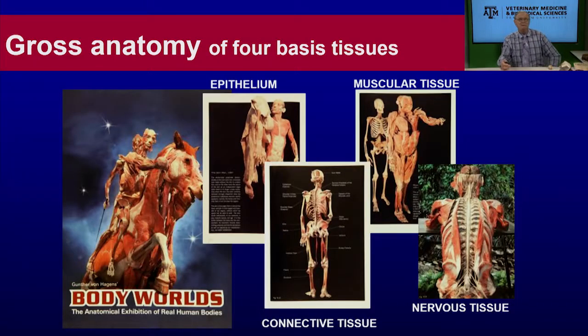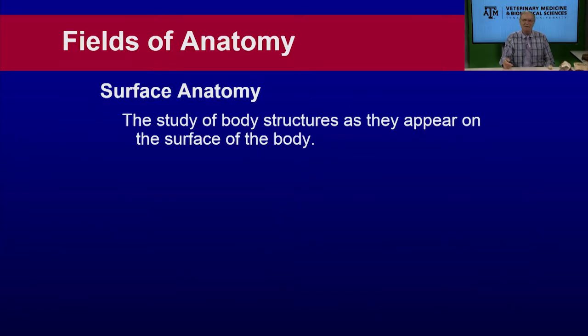Okay, here we see the gross anatomy, but epithelium, of course, is the epidermis coming off. The muscle, the guy has walked, his muscle has walked out of his skeleton. And then we see connective tissue, of course, is the skeleton. And then we see the nervous tissue as well. So there are different fields of anatomy.